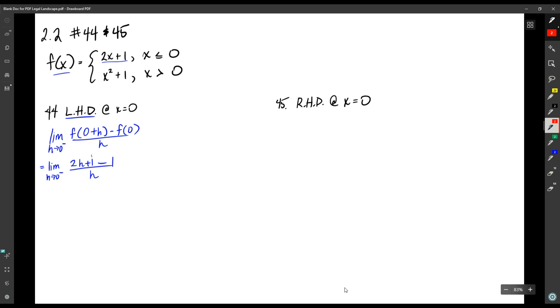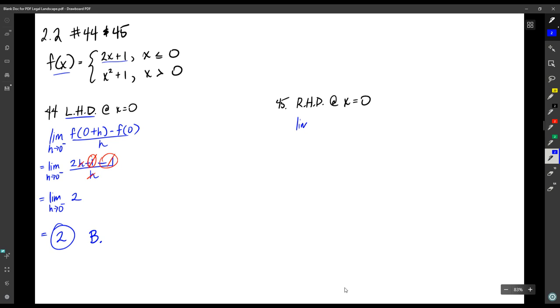You might notice now that the plus 1 minus 1 makes 0, and that leaves us with 2h over h, where the h's can cancel. So now we have a limit that is simplified all the way down to, as h approaches 0 from the left, of just 2. So the left-hand limit, or left-hand derivative, is 2, and that is answer choice B in number 44's multiple choice. 45 asks for the right-hand derivative.